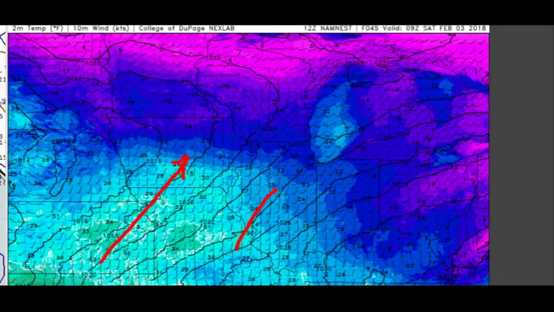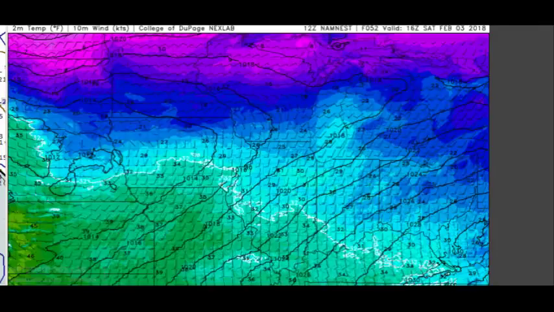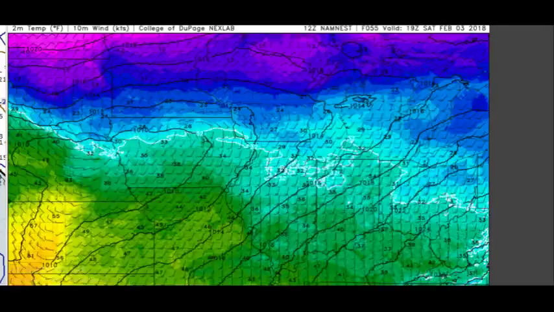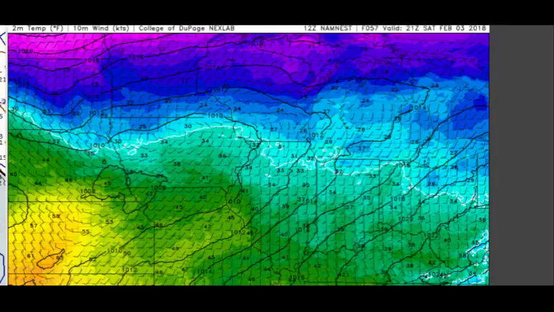southerly flow setting in there. And then we get our warm-up on Saturday, and we're already up to freezing at Chicago and all the way up into northern Iowa there.